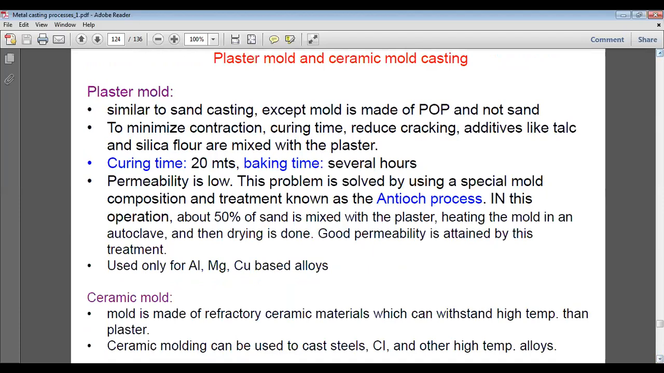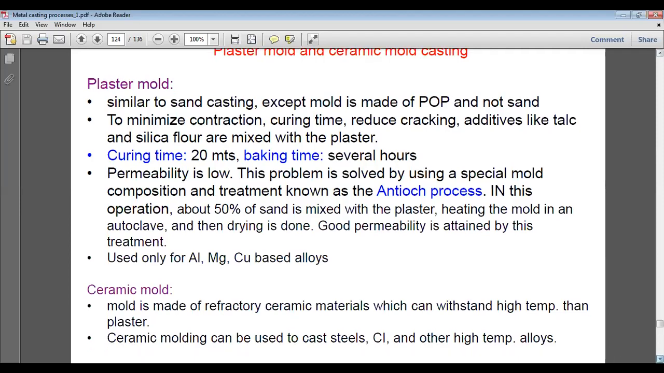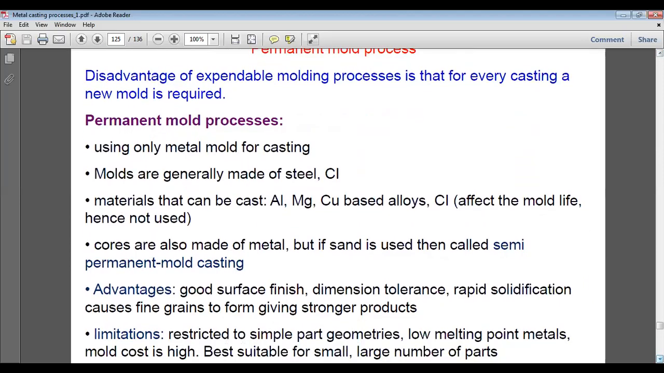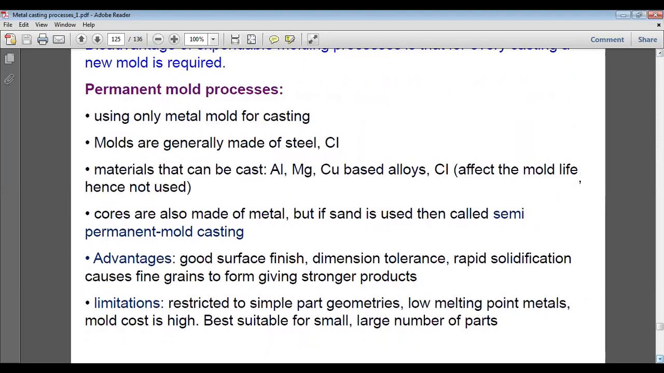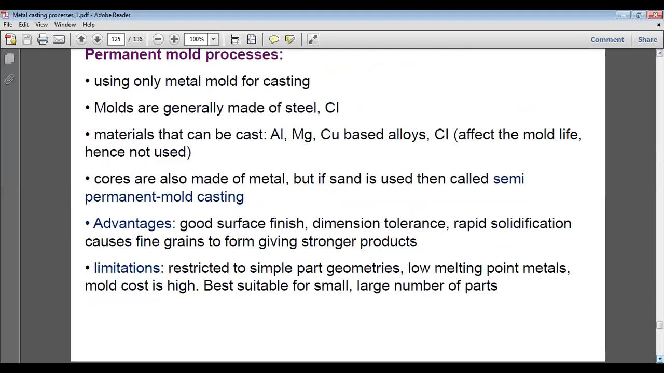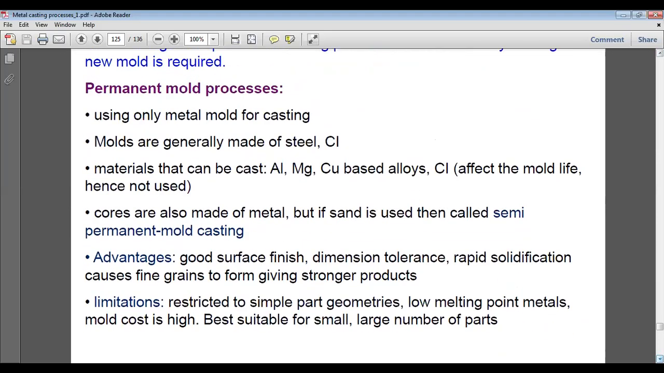Now plaster mold and ceramic mold casting. These are another method in which plaster of Paris and ceramic molds are made, and you can see these are permanent mold processes. So this was about the special casting methods that we have discussed today, and a few remaining we'll discuss in our next lecture.